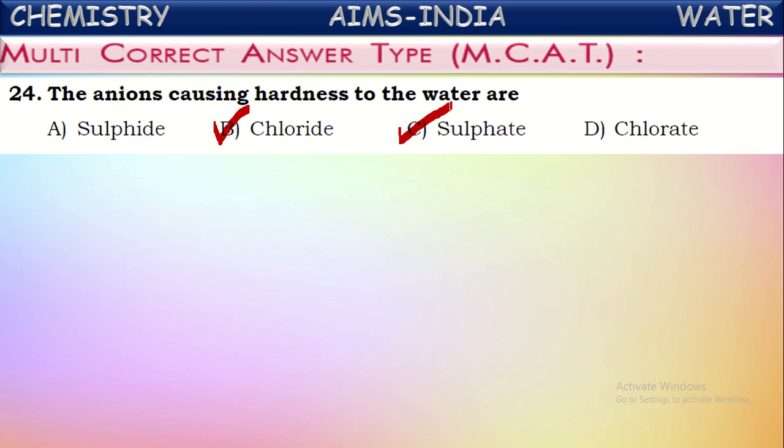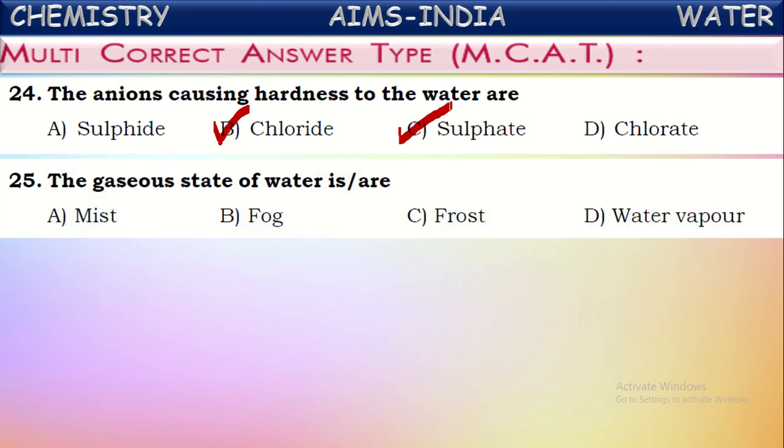Okay. Next, the gaseous state of water is. As you have studied, the only substance which can be available in three states of matter at normal conditions is water, isn't it? Water will be available in the solid state, liquid state, as well as in the gaseous state at normal conditions. No other substance can be available in these three formats like this.